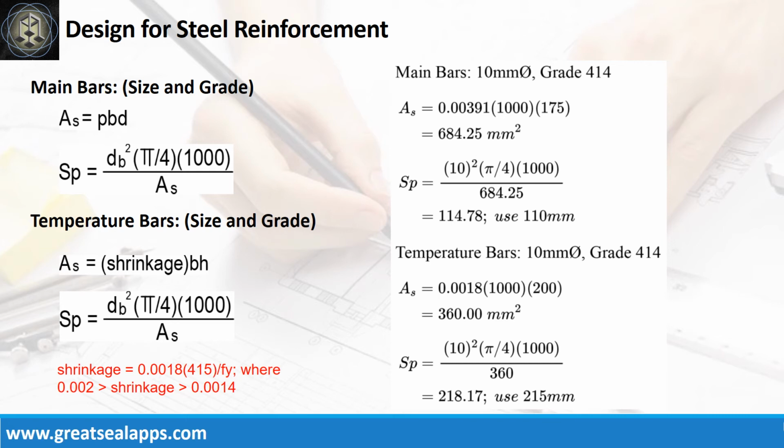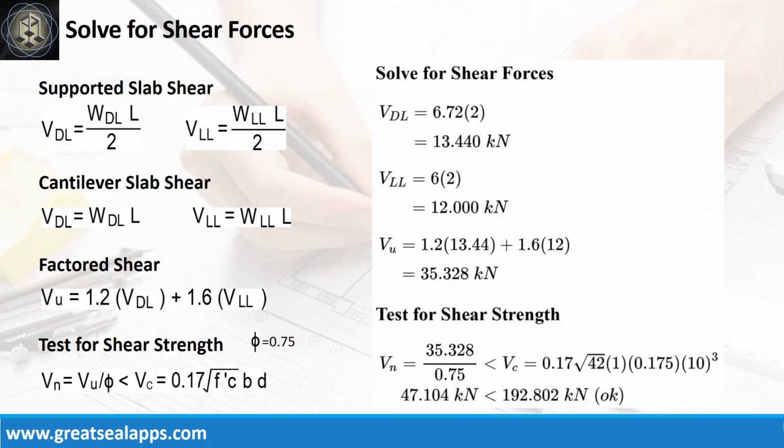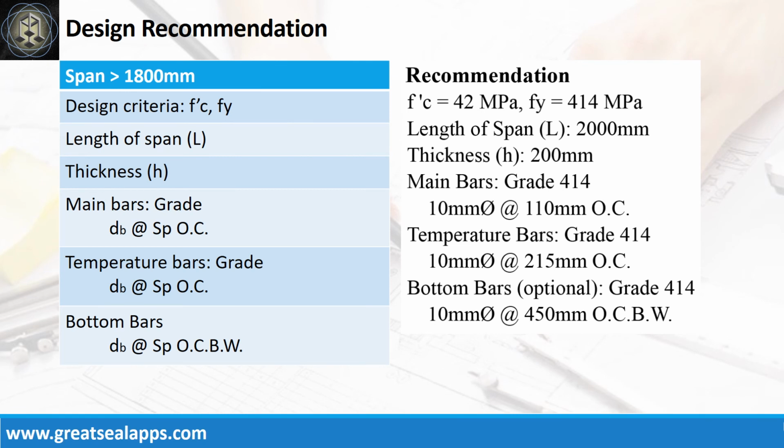The area of steel for temperature bar is 360 square millimeters, and the spacing for 10 mm bar is 215 millimeters. The shear force from dead load is 13.44 kN and live load is 12 kN for a factored shear force of 35.328 kN. The nominal shear force is 47.104 kN, less than 192.802 kN concrete capacity. Design recommendation as follows.